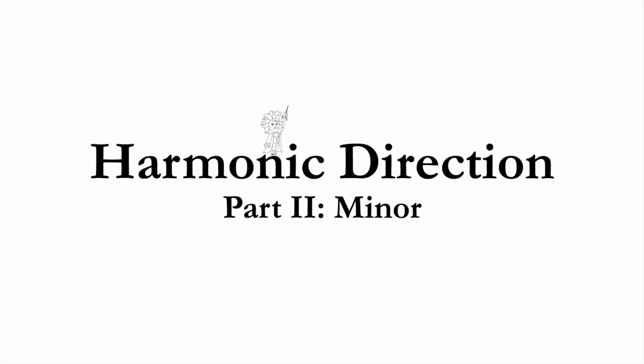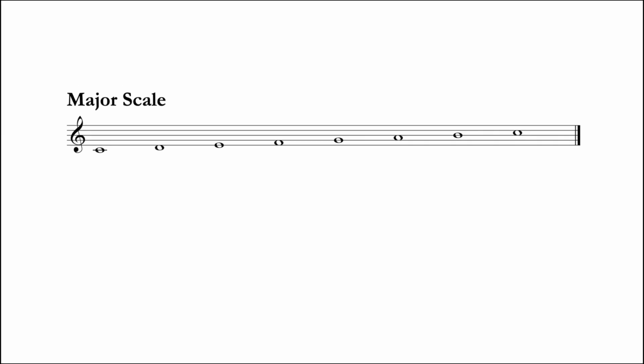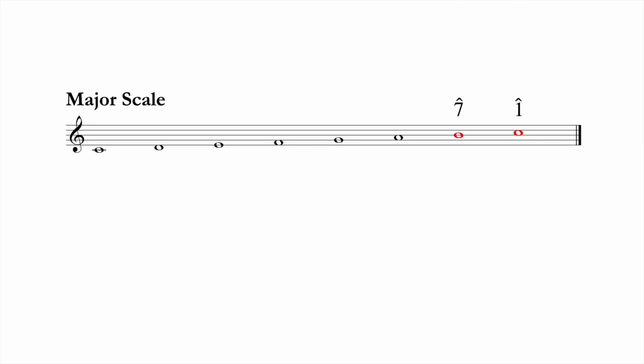We learned previously how the leading tone contributes to harmonic direction by imbuing the 5 chord with a strong gravitational pull toward 1. This video extends that principle to the minor mode. One reason scale degree 7 leads so well to scale degree 1 in a major scale is that the two scale degrees are separated by a minor second, the smallest interval of the 12-tone equal-tempered system.